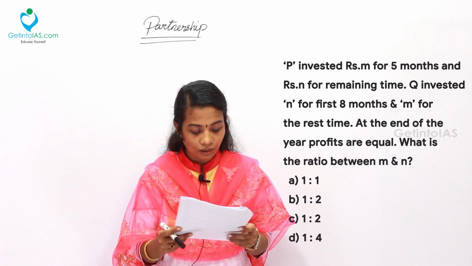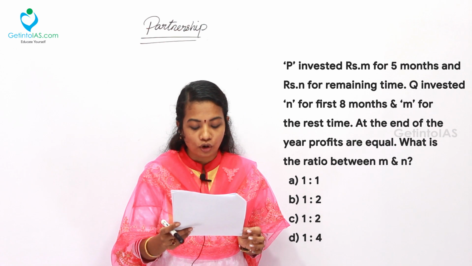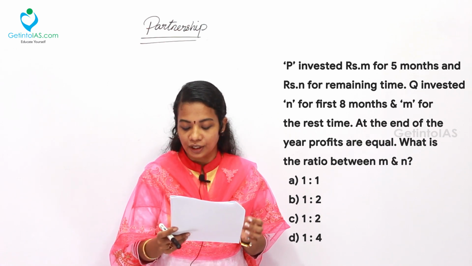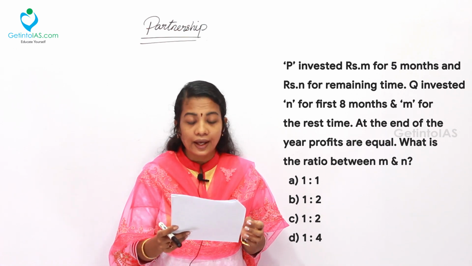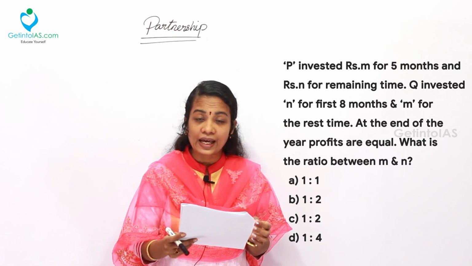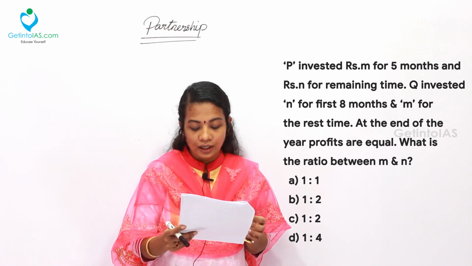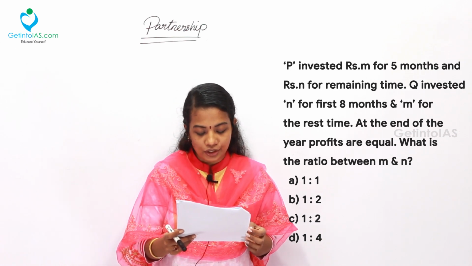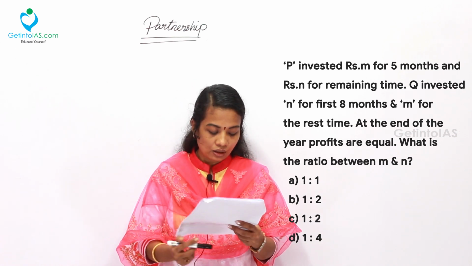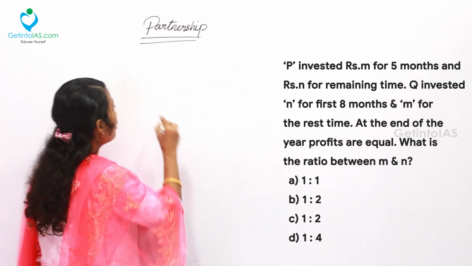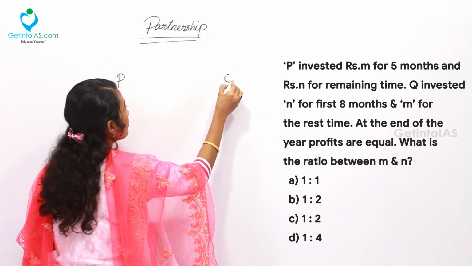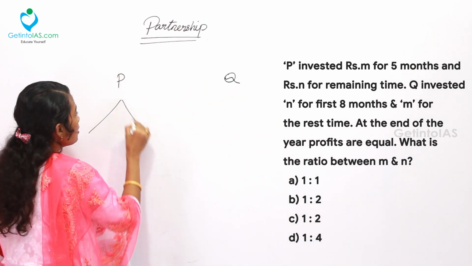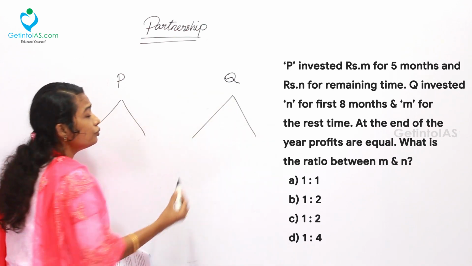The next question: P invested rupees M for 5 months and rupees N for the remaining time. Q invested N for the first 8 months and M for the rest of the time. At the end of the year, profits are equal. What is the ratio between M and N? Here, P and Q are the two partners. So the investments are different for the two different periods.